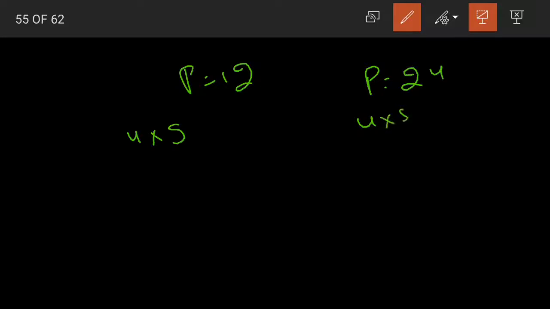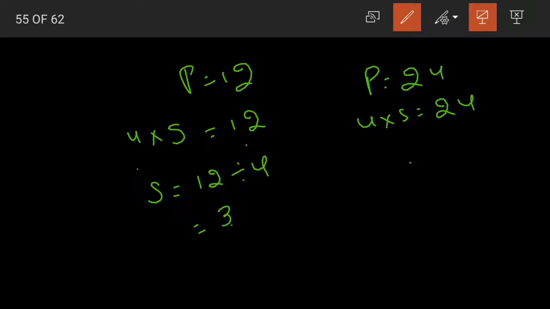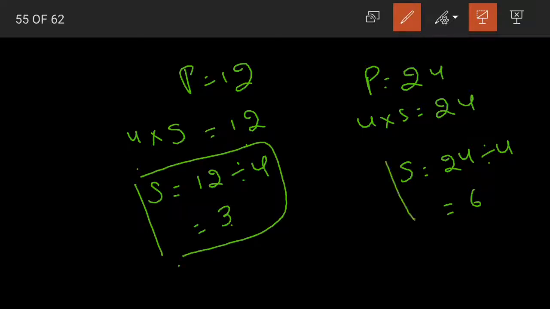What is the formula for perimeter of a square? 4 into side is equal to perimeter. Yes. So here 4 into side is equal to 12. Then what is the side, children? The length of the side is equal to 12 divided by 4, that is 3. For the second square, what is the length of the side? S is equal to 24 divided by 4, that is equal to 6. So the side of one square is 3 and the side of other square is 6.